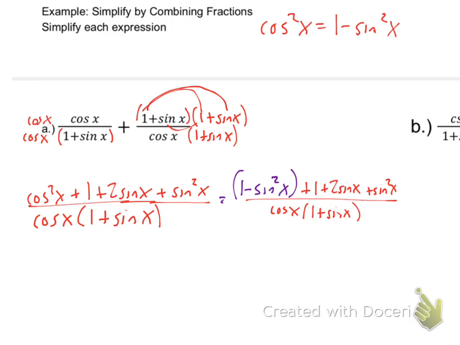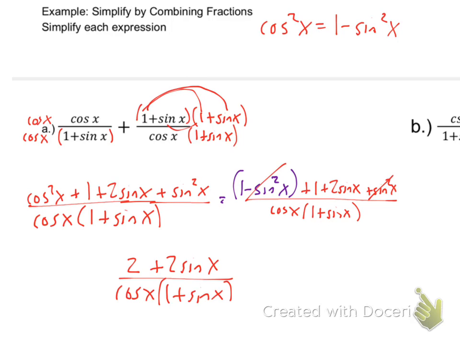Do I even need those parentheses, first of all? No. So then that would be 1 plus 1, which is 2. Wait a minute. That's a negative sine squared x and a positive sine squared x. Yeah, they're going to cancel. So that leaves me with plus 2 sine of x all over the bottom, or denominator.